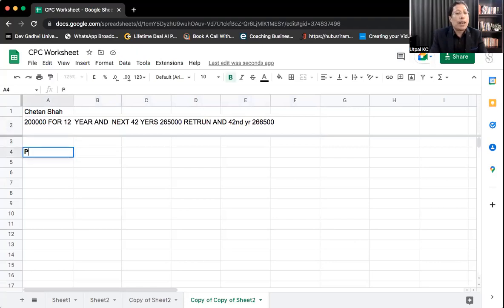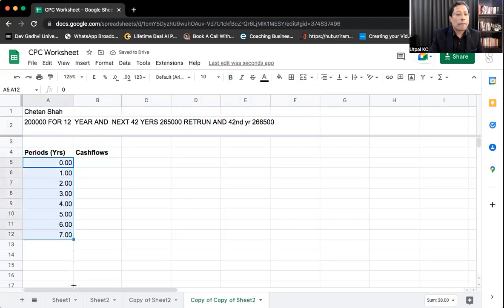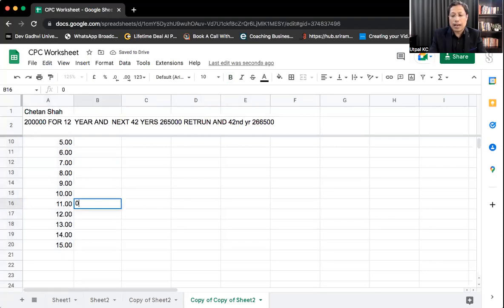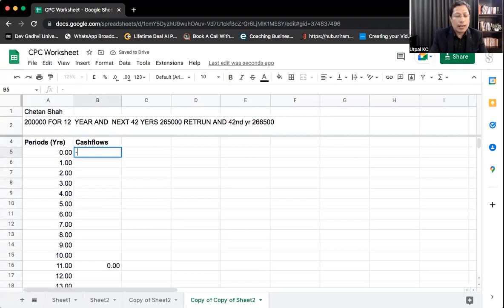We'll have to do periods. Periods are in years. That's great, because monthly it becomes very, very hectic. Then we have the cash flows. Now 0, 1. So first 12 years. 12 years means up to 11. Okay, always remember this. Up to 11, because then only it will be 12. So you are paying 2 lakh rupees, minus 2 lakhs.